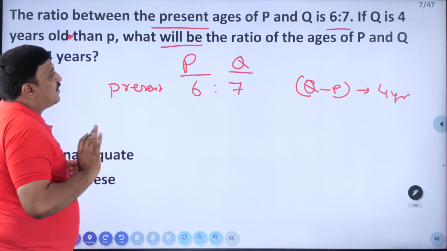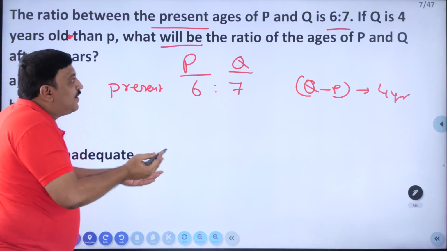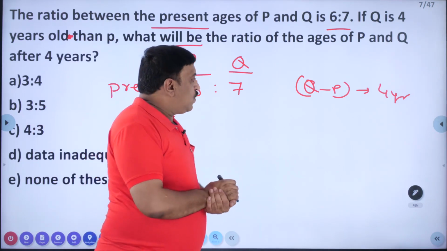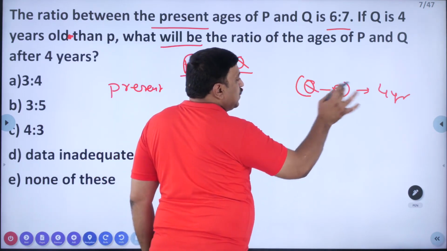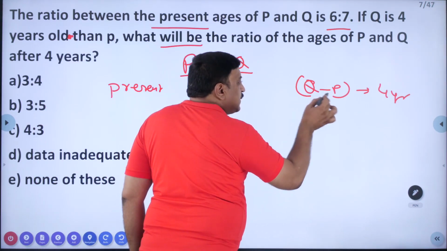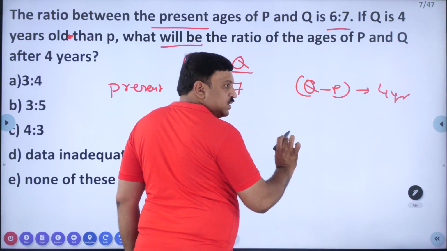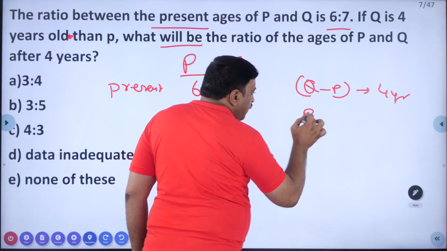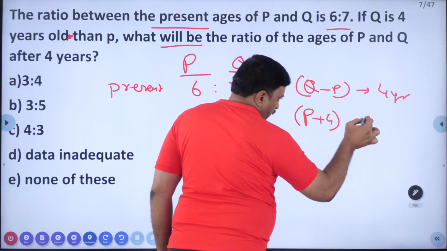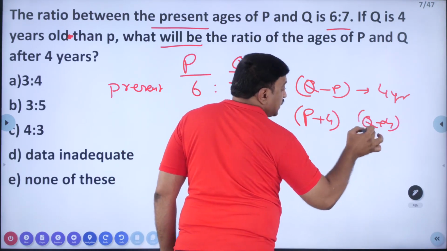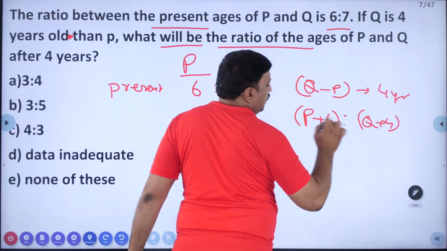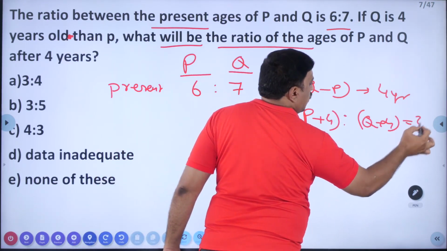They are not asking about the present. What will be the ages of P and Q after 4 years? So if P and Q are the present ages of both of them, I need to find P plus 4 years and Q plus 4 years, because they have asked after 4 years. And again they are asking about the ratio. That means P plus 4 is to Q plus 4 is how much?